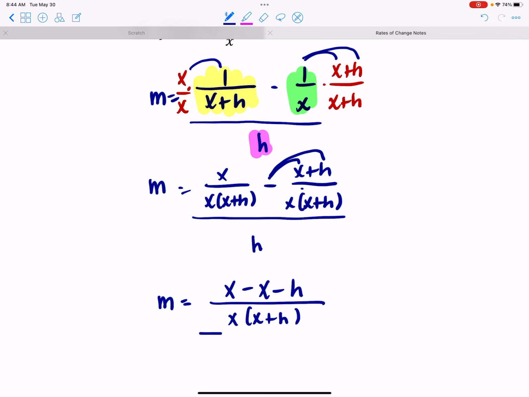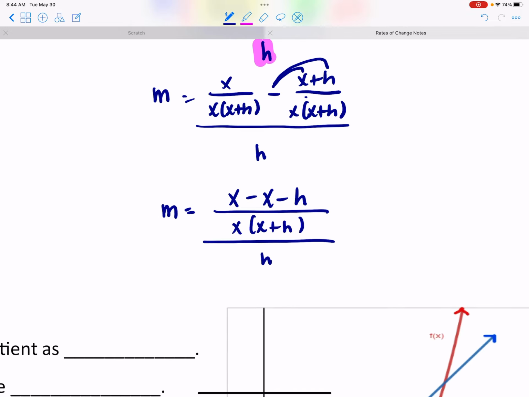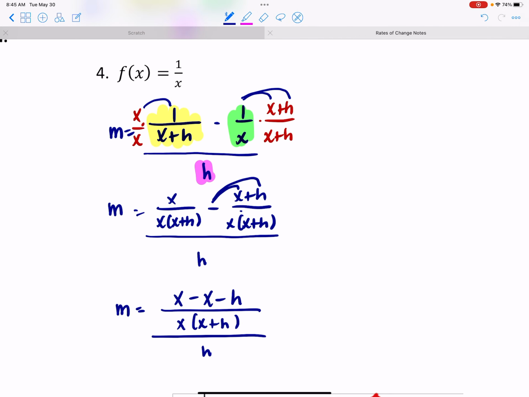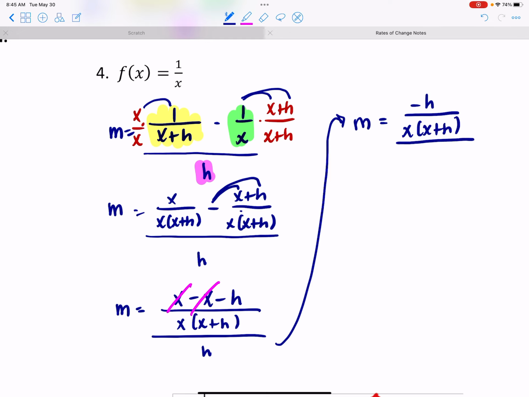And again, this is still all being divided by h. Okay, so we're getting close. Running out of space, which means I'm going to move up here. So m is going to equal, in the top of this fraction, I have an x and a negative x, which is going to cancel. So right now I have a negative h over x and x plus h, all over h.